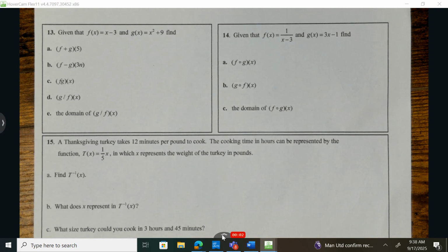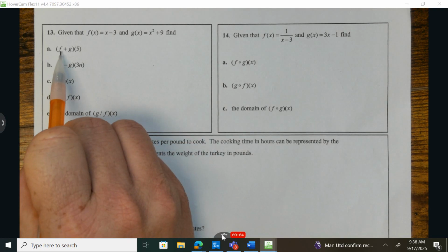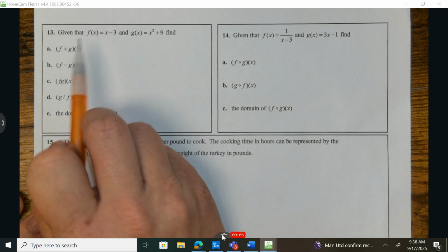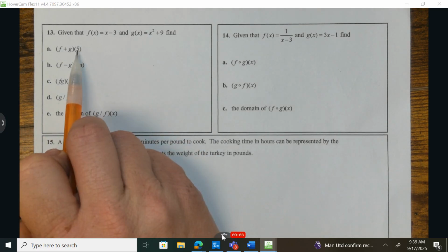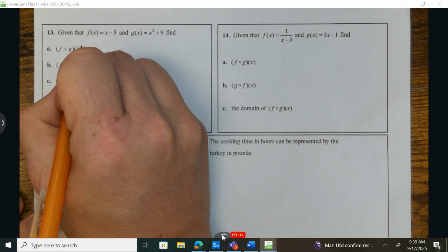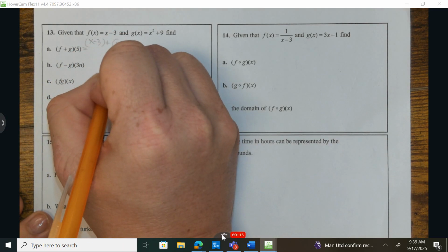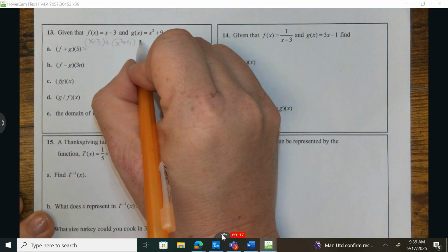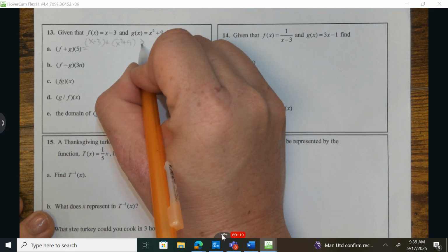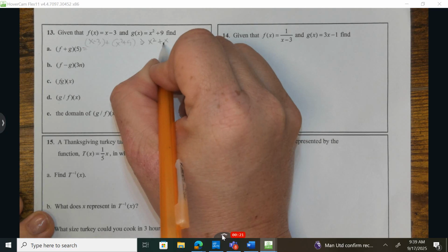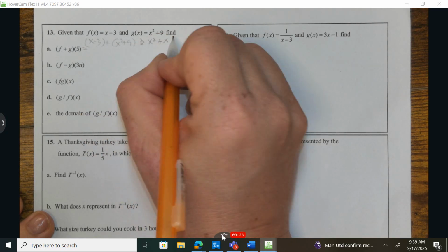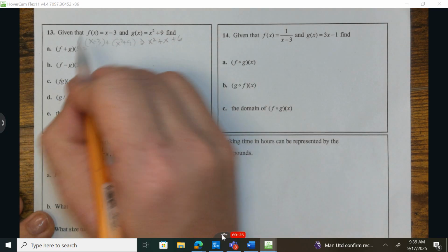Let's look at number 13 and number 14. So what am I going to do here? I'm going to take these two functions, add them together, and then replace the x with 5. So if I add these together, I have x minus 3 plus x squared plus 9. And if I combine like terms, I end up with x squared plus x, and negative 3 and positive 9 would be 6.